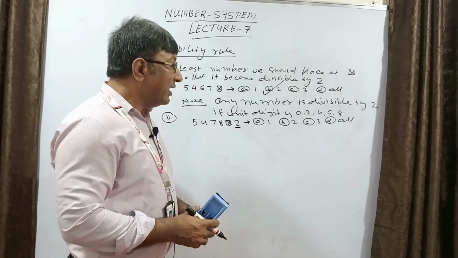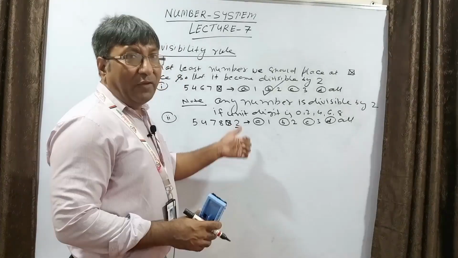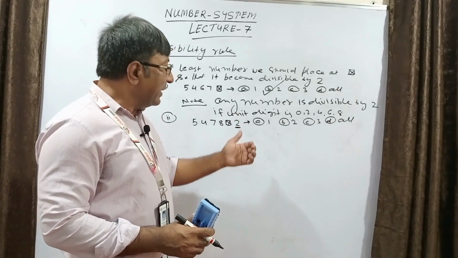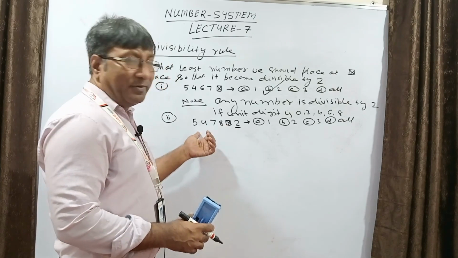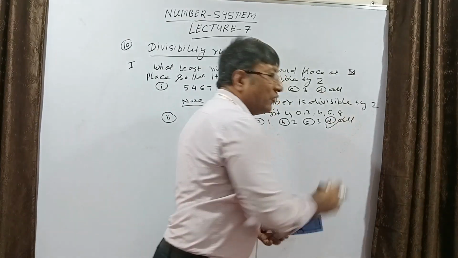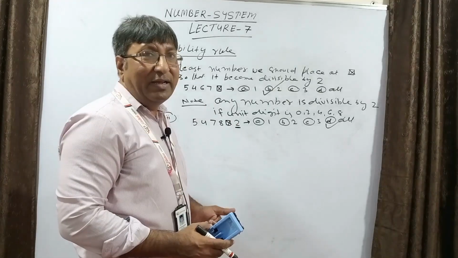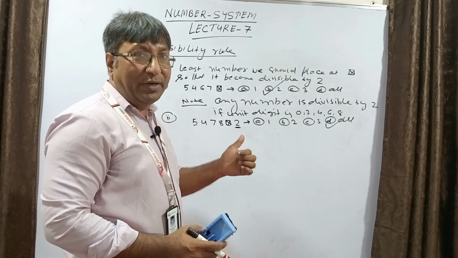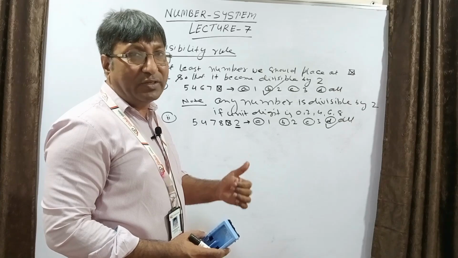So the simple technique: first you focus on the unit digit. You check what the unit digit is. If the unit digit is 0, 2, 4, 6 or 8, any one, then this number will be divisible by 2. Any number can be written here, so my correct answer is all. Now you understood this technique. Any number is given, then how can it be divisible by 2? Only my focus is the unit digit. The unit digit should be either 0, 2, 4, 6 or 8.